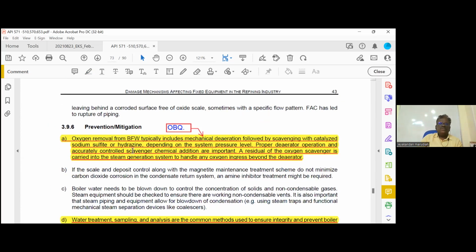Next page, prevention. This is important. Oxygen removal from boiler feed water typically includes mechanical deaeration, followed by scavenging with catalyzed sodium sulfite or hydrazine, depending on the system pressure level. That is open to question. Proper deaerator operation and accurately controlled scavenger chemical addition are important.